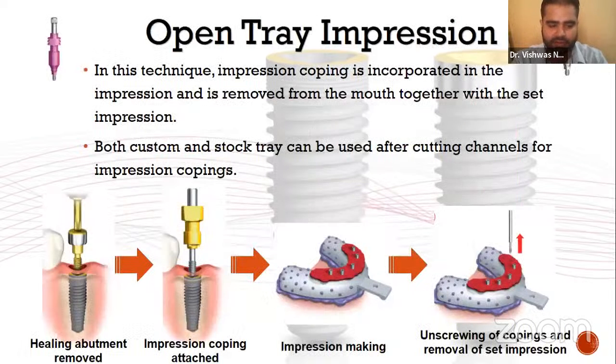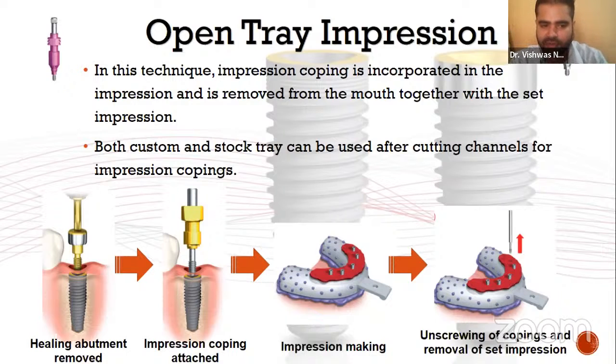Now we'll discuss the open tray technique. In this technique, the impression coping is incorporated into the impression. In the last technique, we observed that impression copings were inside the mouth, but with the open tray technique, these copings will be picked up within the impression. Both custom and stock trays can be used after cutting channels. These channels will be required once the impression is set, so that the impression coping can be unscrewed.